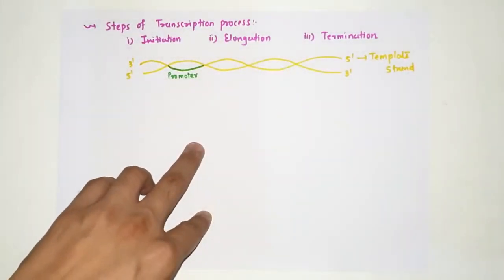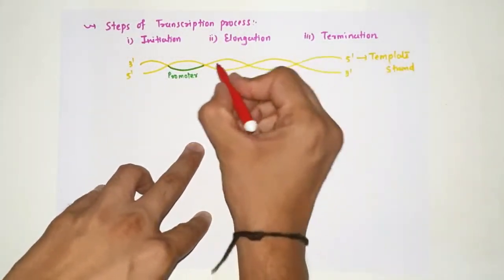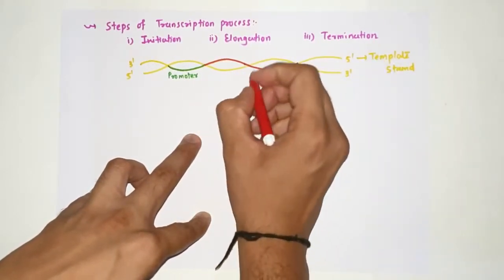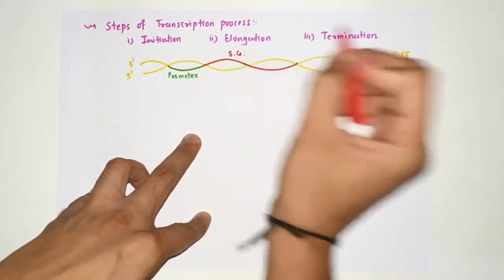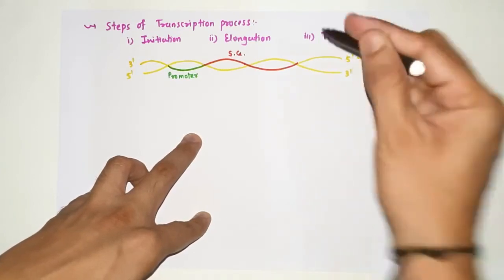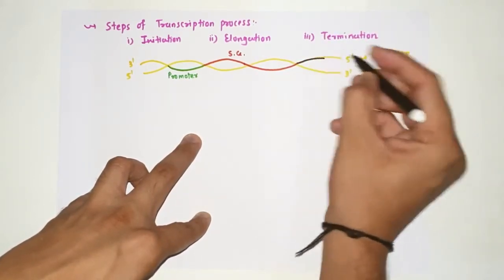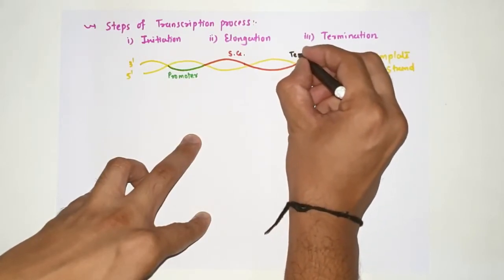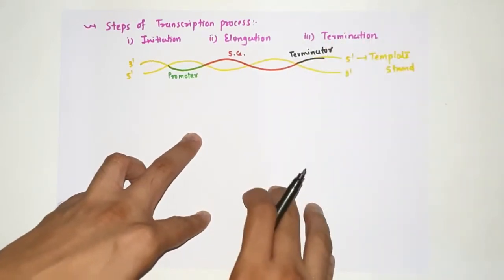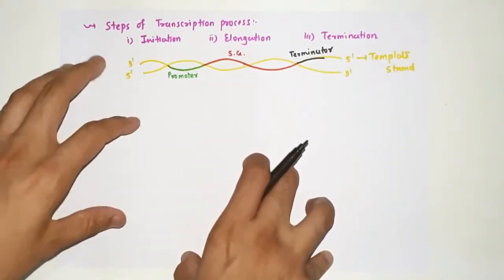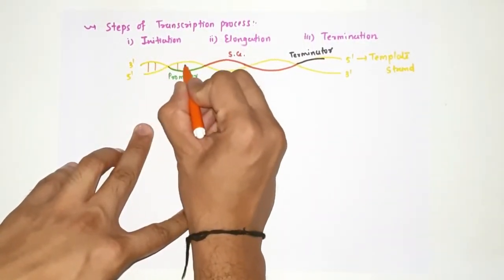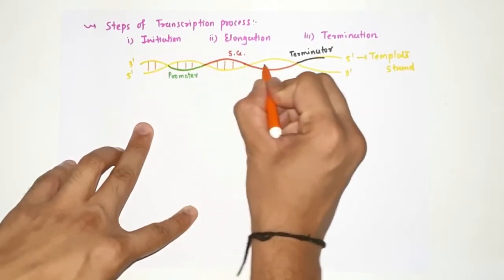The remaining, consider that is the structural gene. Consider that is a structural gene. And consider that is the terminator. And here represent the hydrogen bond between both strands of DNA.